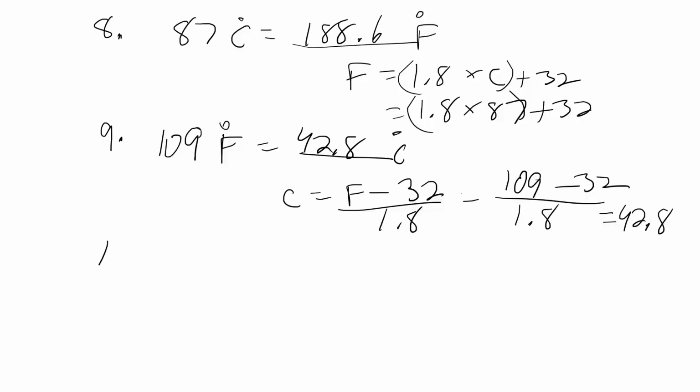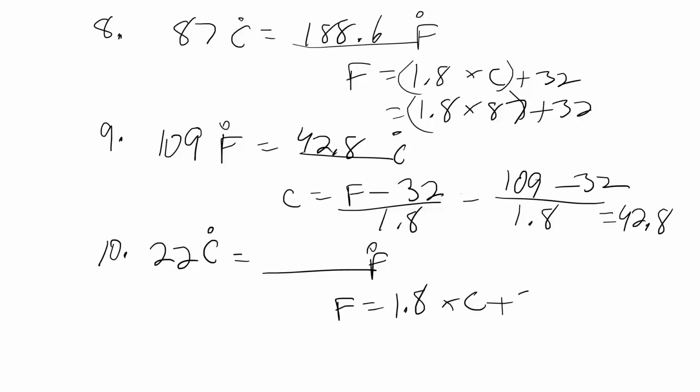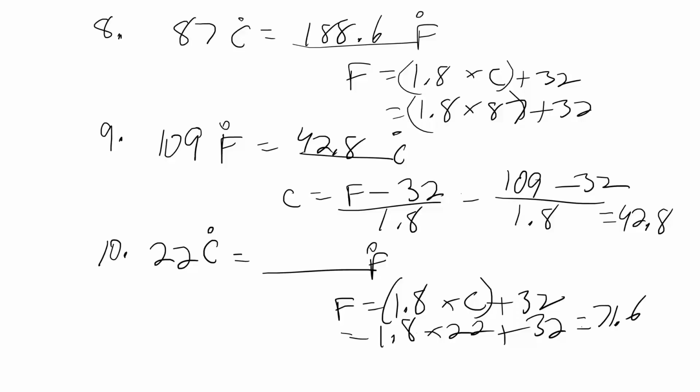And then the last one here would be number 10, 22 Celsius equals what Fahrenheit? We know that Fahrenheit equals 1.8 times Celsius plus 32, which equals 1.8 times 22 plus 32, and that would equal 71.6.